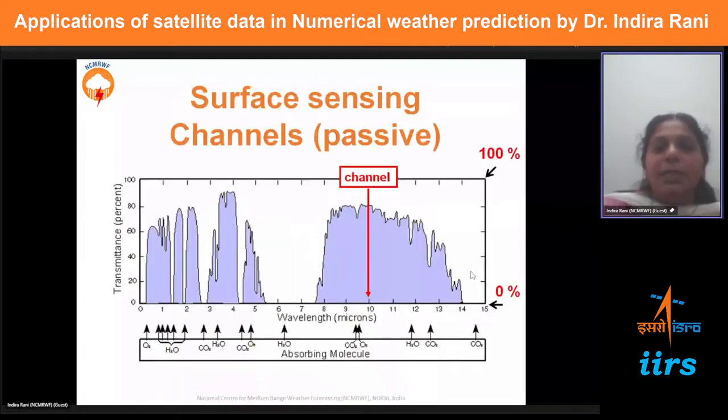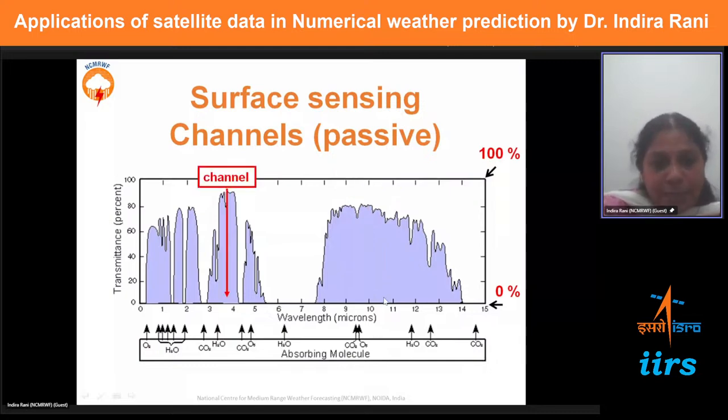So surface sensing channel means where the contribution from the surface is maximum. So we have to select those regions, or those particular wavelengths or frequencies, where the contribution from the surface is maximum. You can see that if we select some channels in this region of wavelength, the surface contribution will be maximum. Similarly in this region.